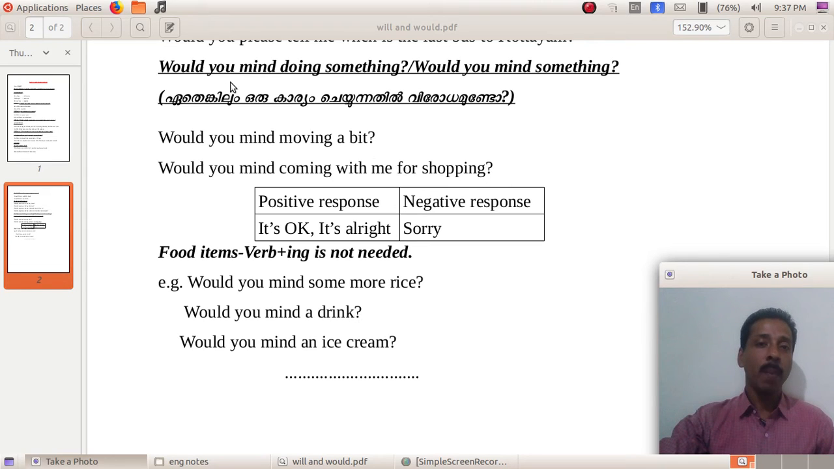So would you mind doing something? So the point you have to keep in mind is that after would you mind, the ing form of the verb is to be used. Whatever verb you are using here should be in its ing form. Would you mind plus doing something, moving a bit, coming with me, etc.